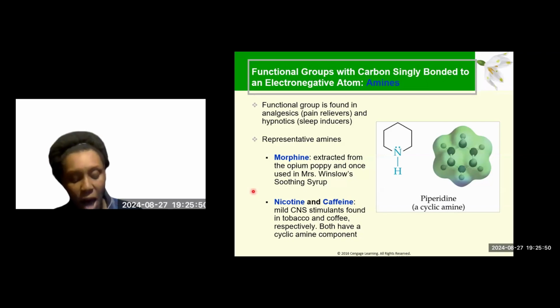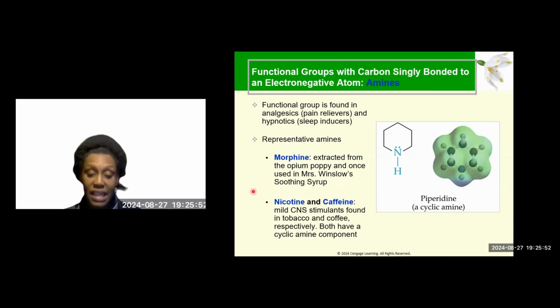Another popular amine is nicotine, as well as caffeine. Nicotine and caffeine are mild central nervous system stimulants, and they're found in tobacco and coffee, respectively. Both of these compounds have cyclic amine components.